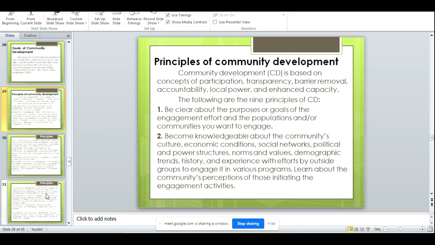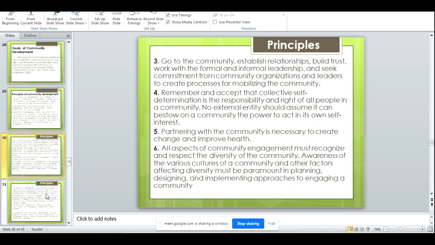You also have to learn about the community perception of those initiating the engagement activity. Yeah, it's still saying the same thing. You have to learn the perception. You have to know how the community perceives you for the success of your project. So the third principle is that you have to go into the community, establish relationship, build trust, work with the formal and informal leaders, like we mentioned earlier, faith-based organizations, the CBOs and all that, and seek commitment from community organizations and leaders to create processes for mobilizing the community.